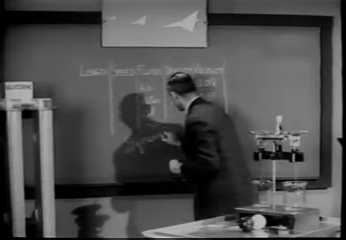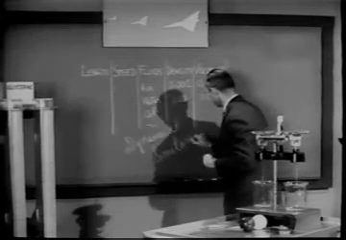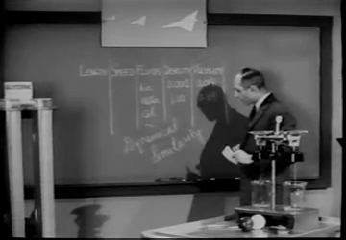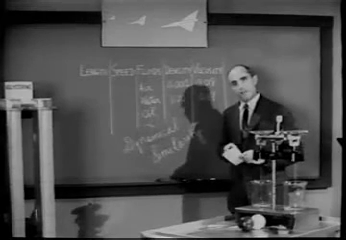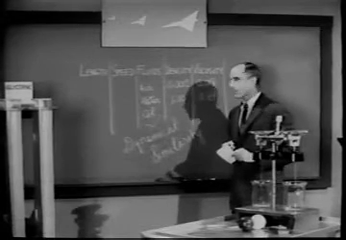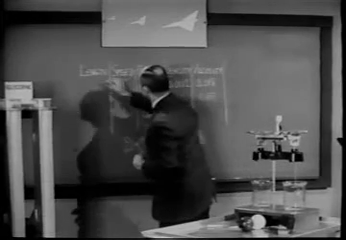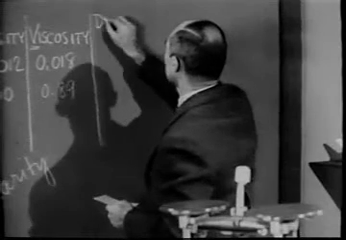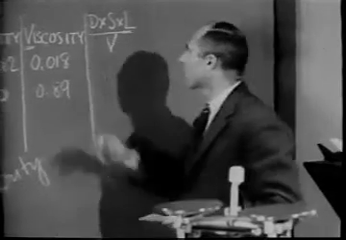Now, different experiments are dynamically similar only if a special combination of these quantities is the same. That combination is the density times the speed times the length, all divided by the viscosity. This ratio is called the Reynolds number, after the engineer-scientist Osborne Reynolds, who gave us the first clue to this idea about 80 years ago.